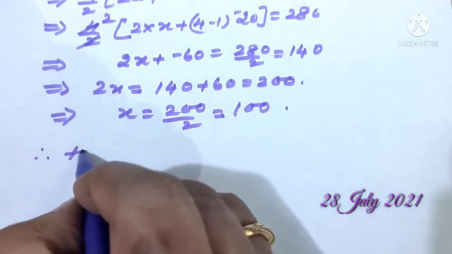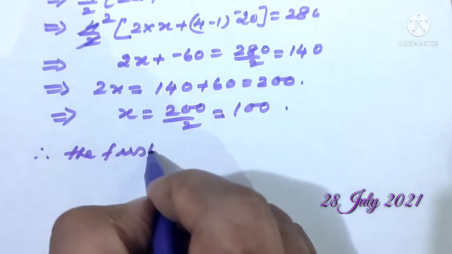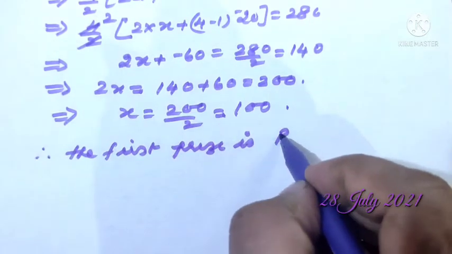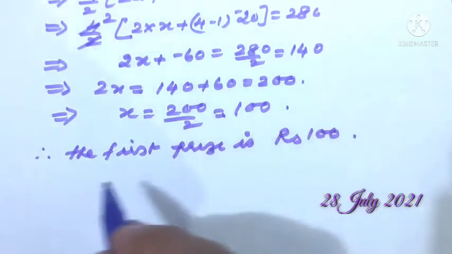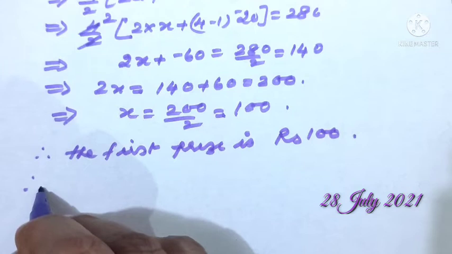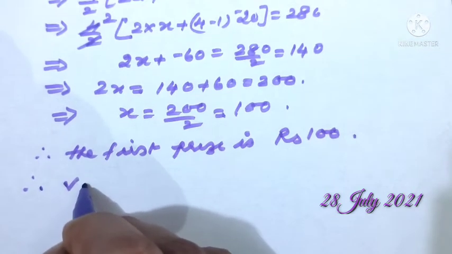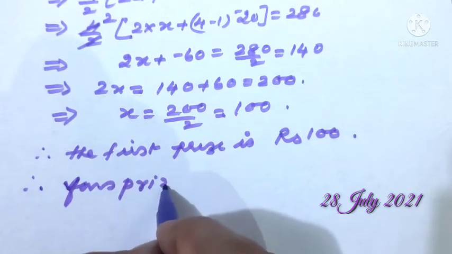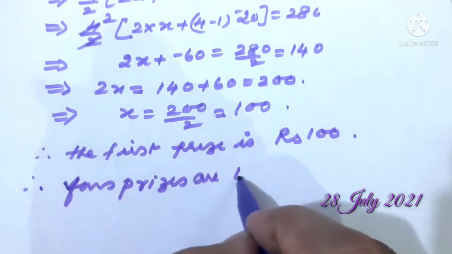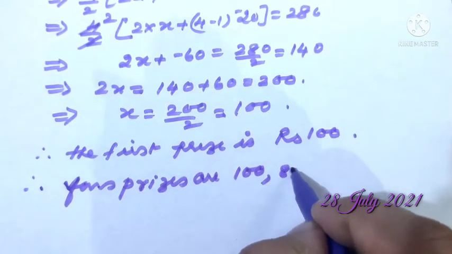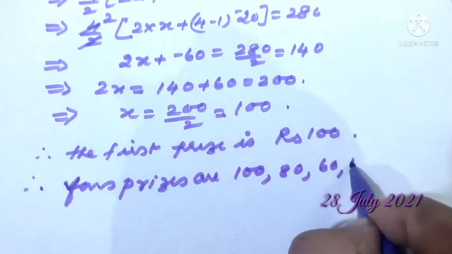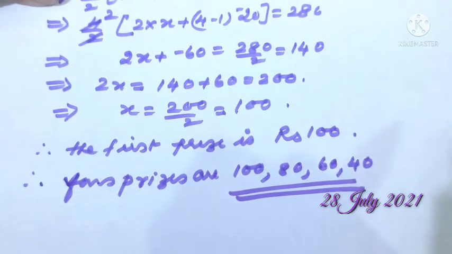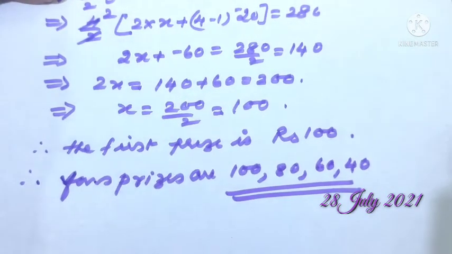Therefore the first prize is rupees 100. Therefore the 4 prizes are 100, 80, 60, 40, because 20 is the difference. So we have calculated all the 4 prizes.